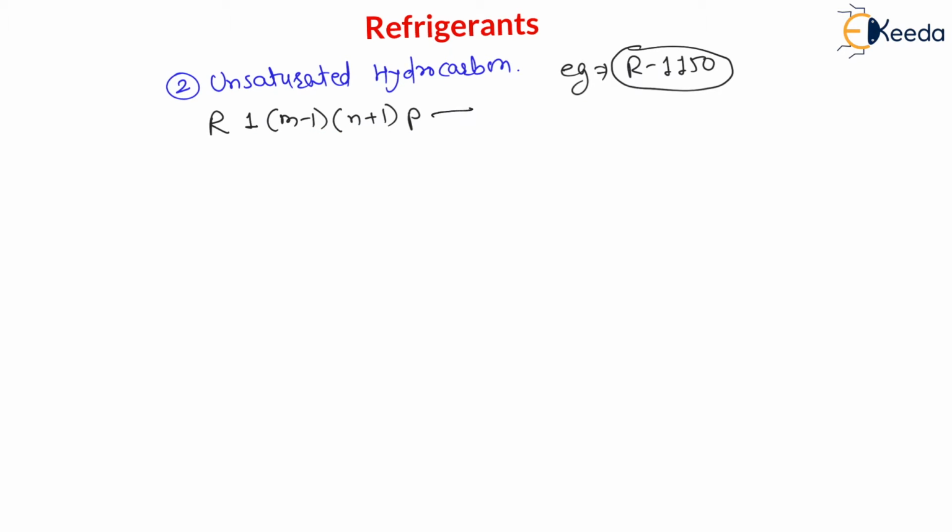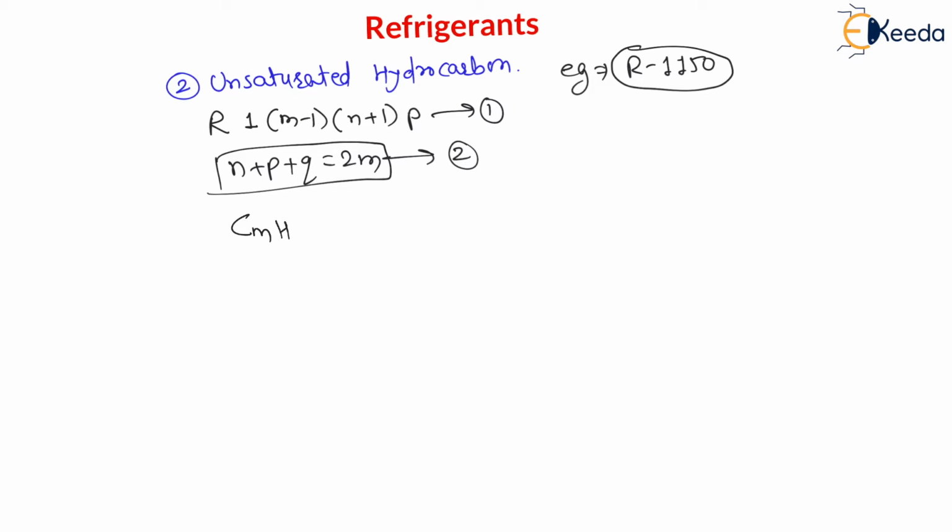And again, this is the first equation. The second equation becomes n plus p plus q is equal to 2m. This will be the second equation. Here, in case of saturated hydrocarbon, on the right side there is 2m plus 2, but here there is only 2m, right? And the chemical formula is the same, like CmHnFpClq. The chemical formula is the same, right?